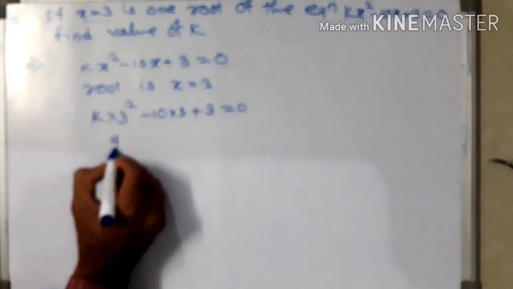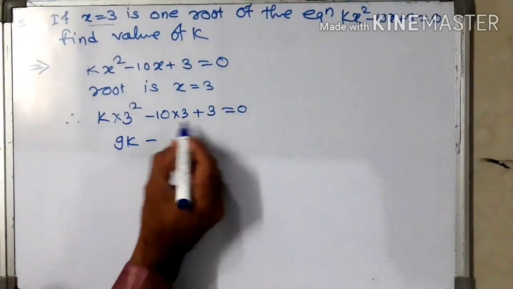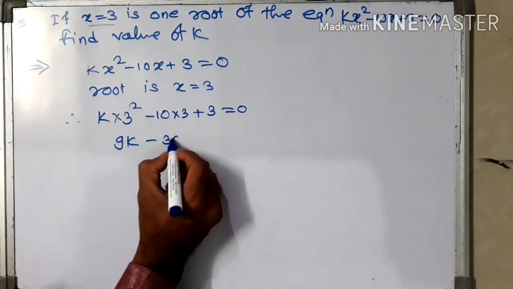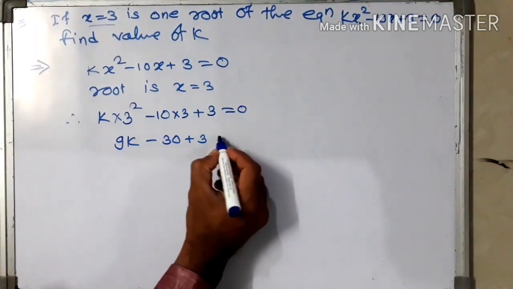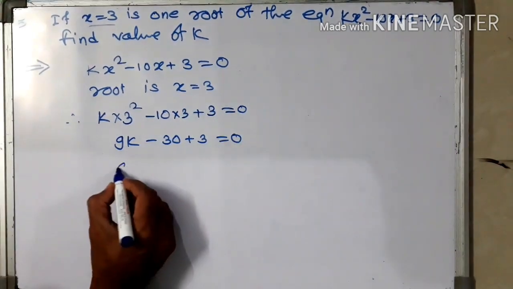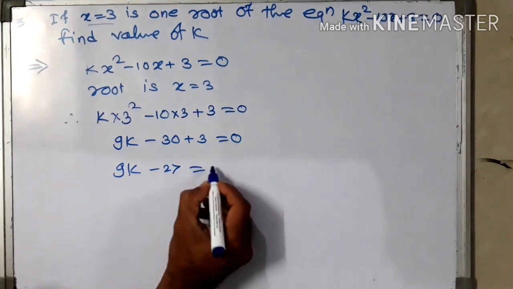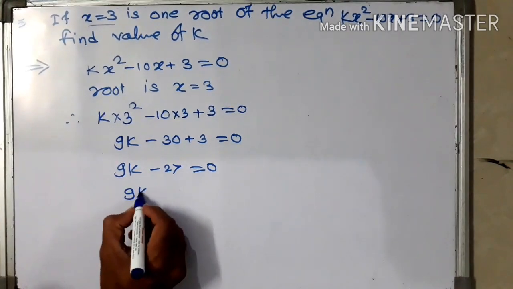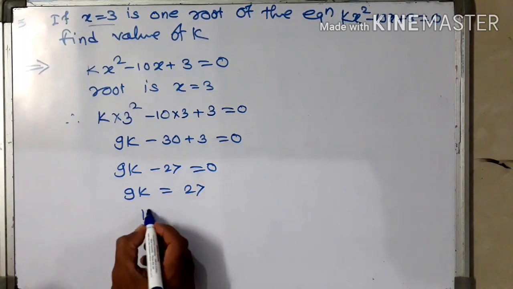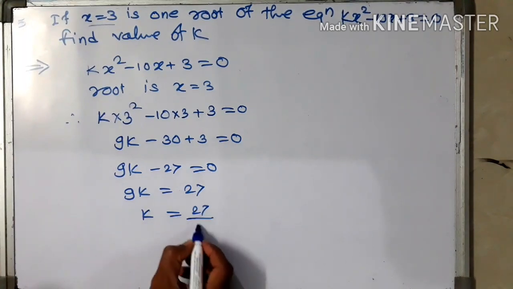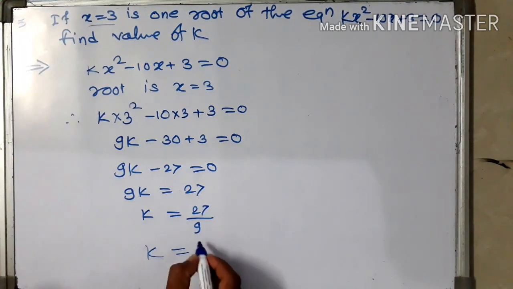3 square is 9k, minus 30 plus 3 equals 0. 9k minus 27 equals 0. 9k equals 27, k equals 27 upon 9, 9 3s are 27, so value of k is 3.